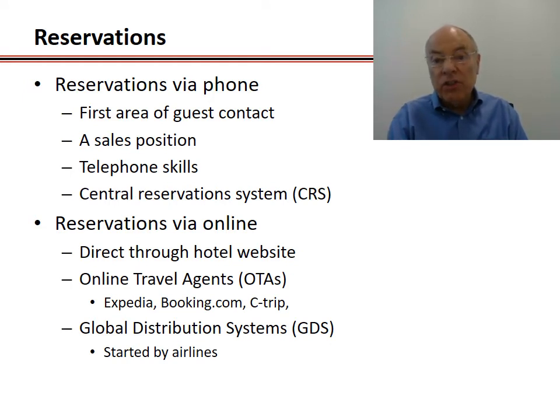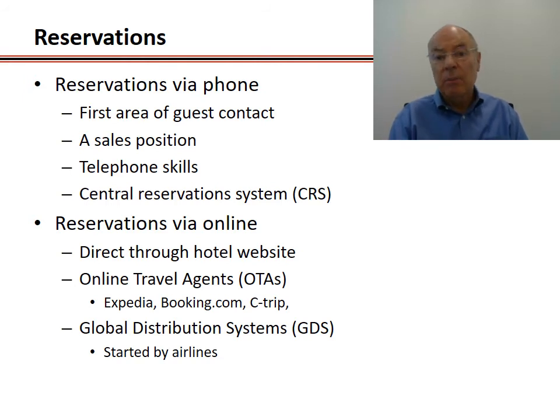Could be a central reservation office. Could be calling a toll-free number and getting a central reservation office someplace in the world and making the reservations through that person there. They have to be able to know the hotels, have the right information, be able to upsell the hotels, explain to them why one room is different from another, and so on.